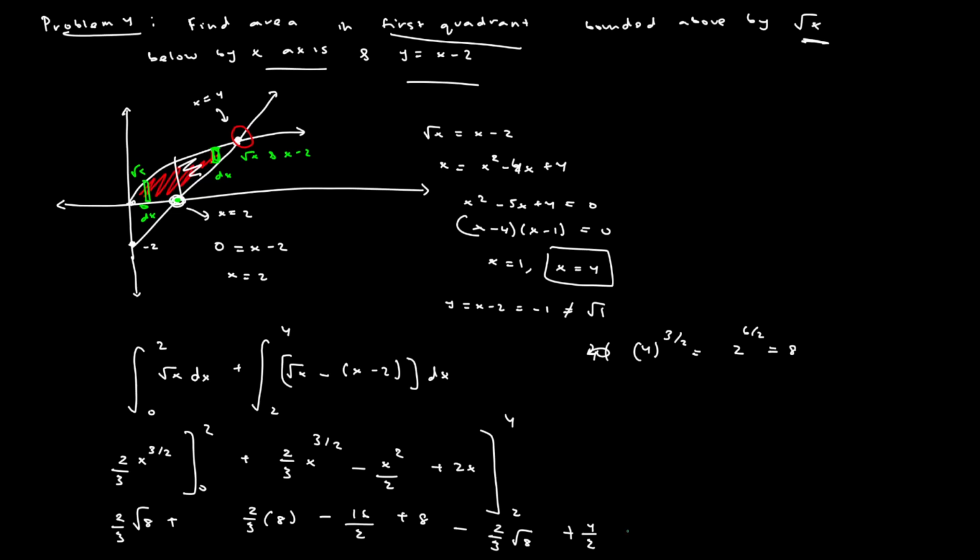Now simplifying everything, these two terms cancel out. This is 16 over 3, so 16 over 3. This is minus 8, this is plus 8, so that cancels out. 16 over 3 minus 2 is what we get, and then that simply becomes 10 over 3, which is the area.